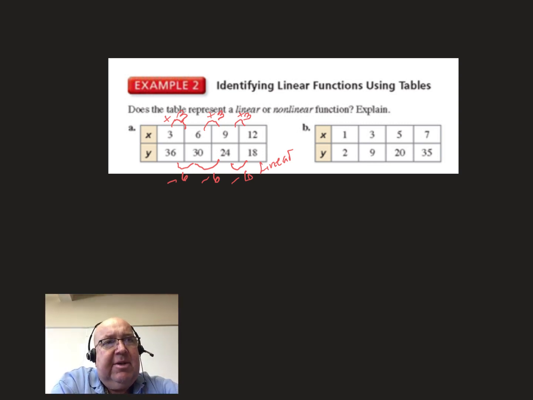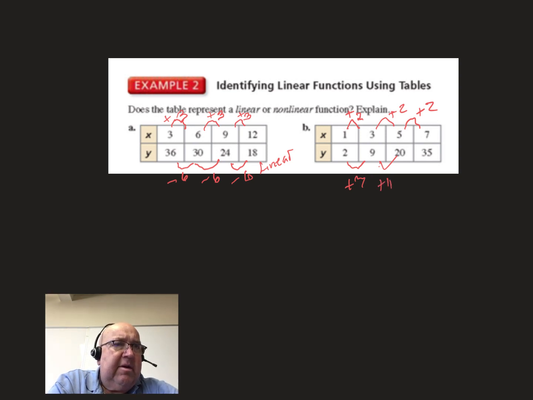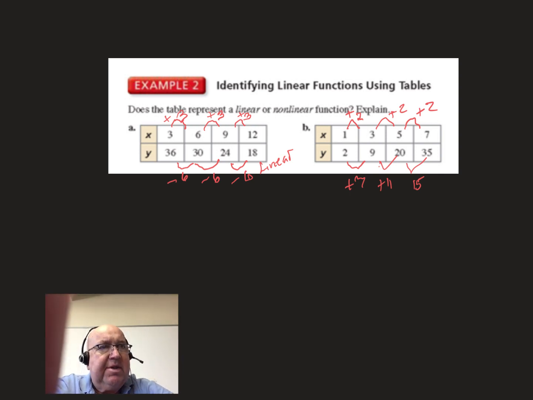We look at the other table here. We add 2, we add 2, we add 2. But here on the bottom, we're adding 7, we're adding 11, and we're adding 15. So that is actually going up by an increase of 4 each time. That is not a constant rate of change. That's not a linear function. So this is nonlinear.